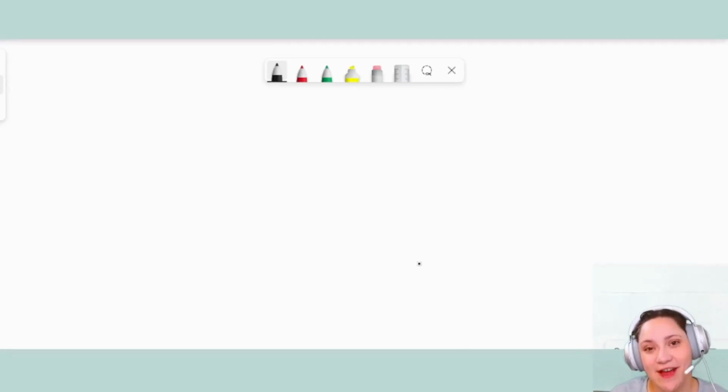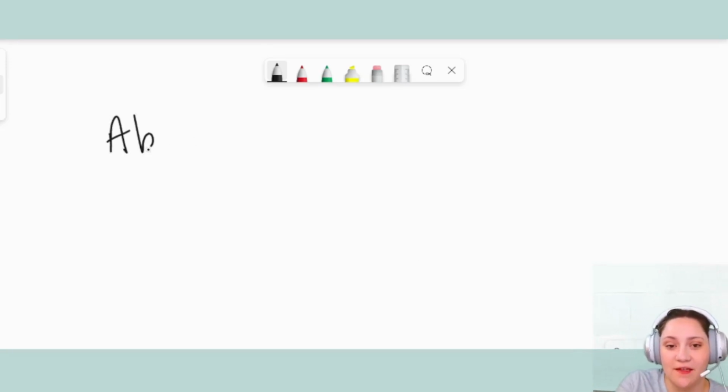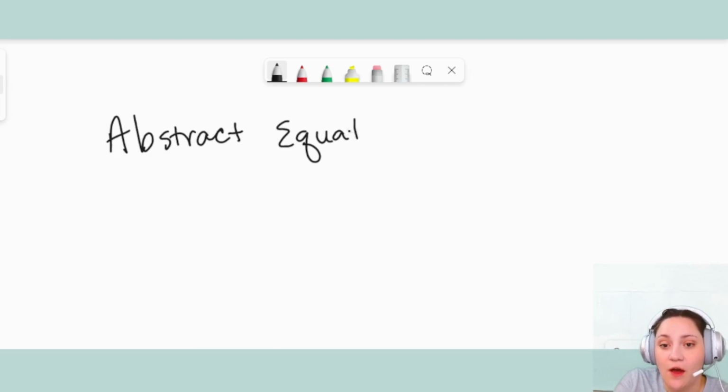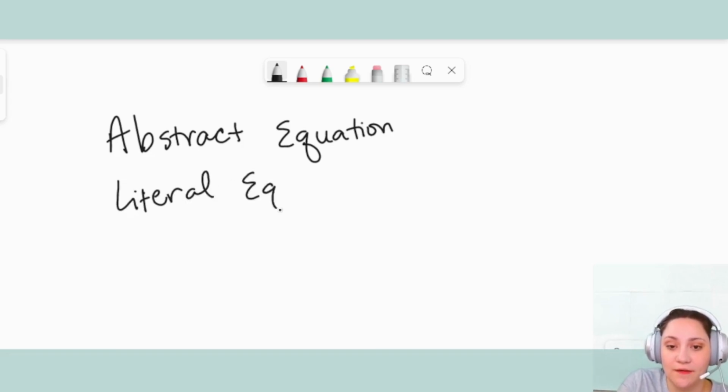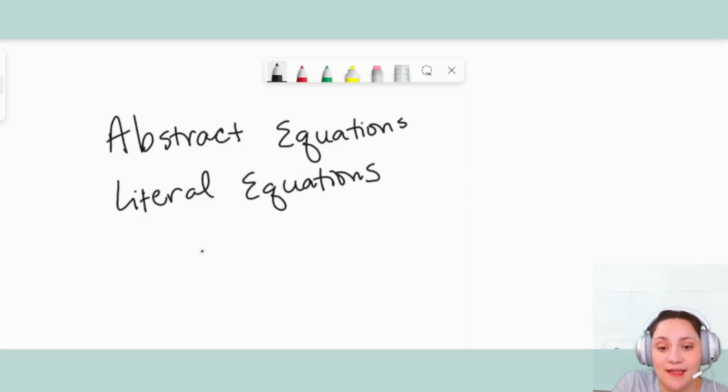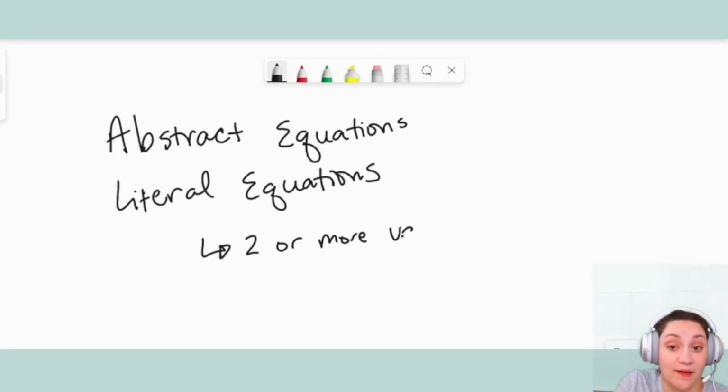Welcome back. Today we are covering lesson 88 and talking about solving abstract equations. An abstract equation can sometimes also be called a literal equation. Although this lesson mostly uses the term abstract equation, you may also see these called literal equations. The characteristic of abstract or literal equations is that there are two or more variables within the equation.